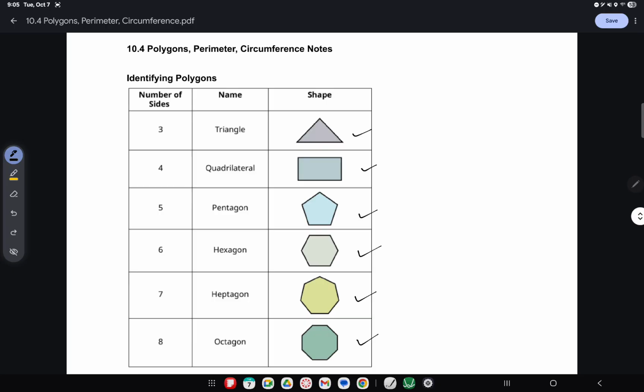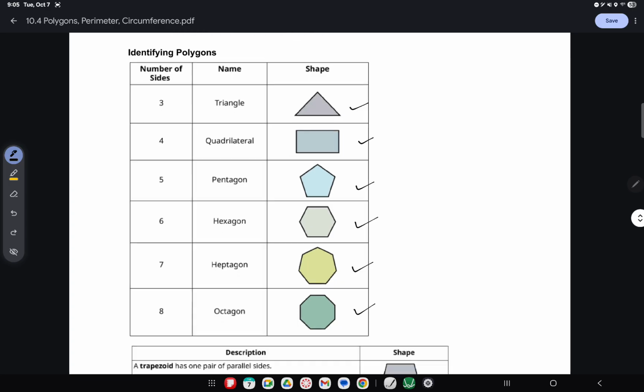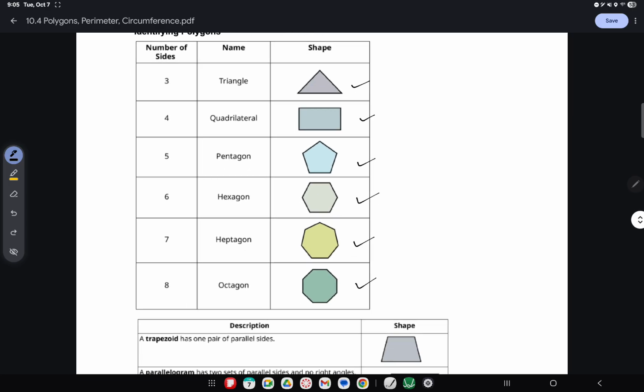Now, it can go on further. There's a nonagon, a decagon, a dodecagon. I think there's a dodecahedron. But these are the most common ones.